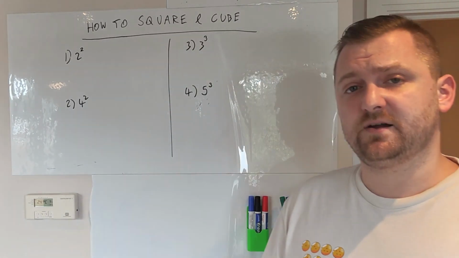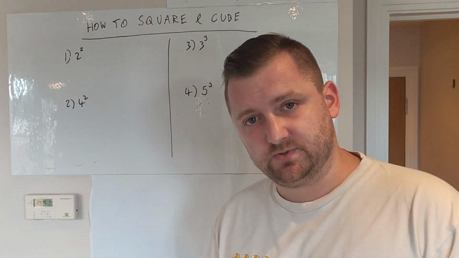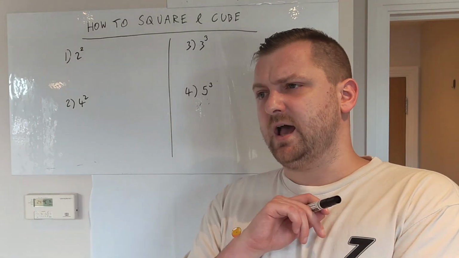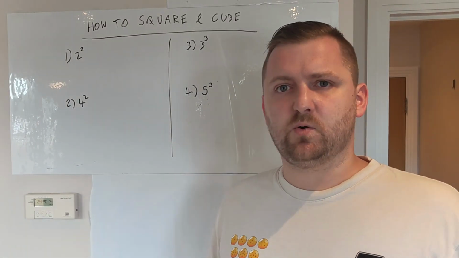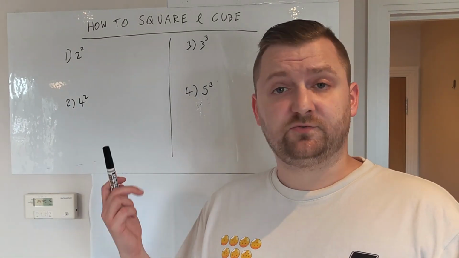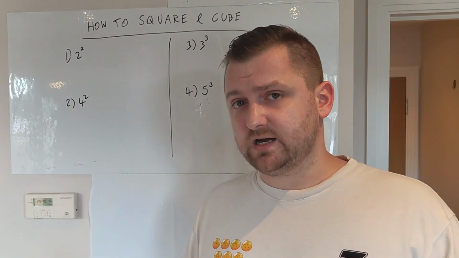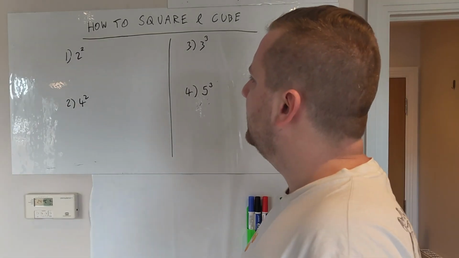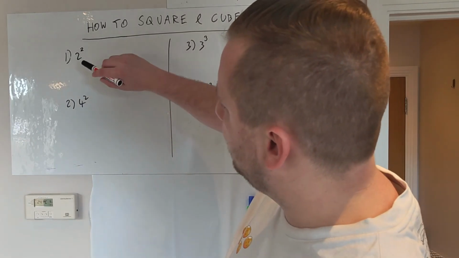Hey everyone, so today I'm going to teach you how to square and cube numbers. It's quite an easy thing to do once you know how to do it, and the hardest part is probably just the multiplication. I'm going to go through some examples. You can pause the video throughout if you want to give it a go. So let's get into it. Question number 1, we have 2 squared.